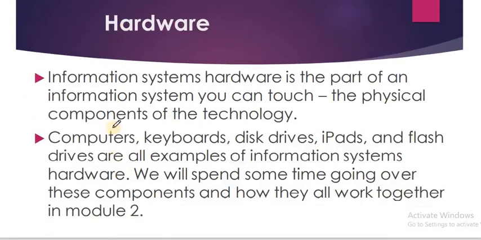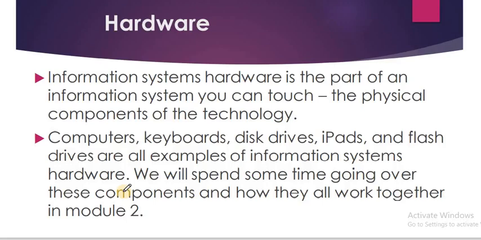The first one is the hardware. Information systems hardware is the part of an information system you can touch, the physical component of the technology. I believe in our secondary schools, they taught us about the hardware. When you ask what is hardware, hardware is anything in the computer that you can see or touch. And that's how they taught us in secondary school, which is correct.